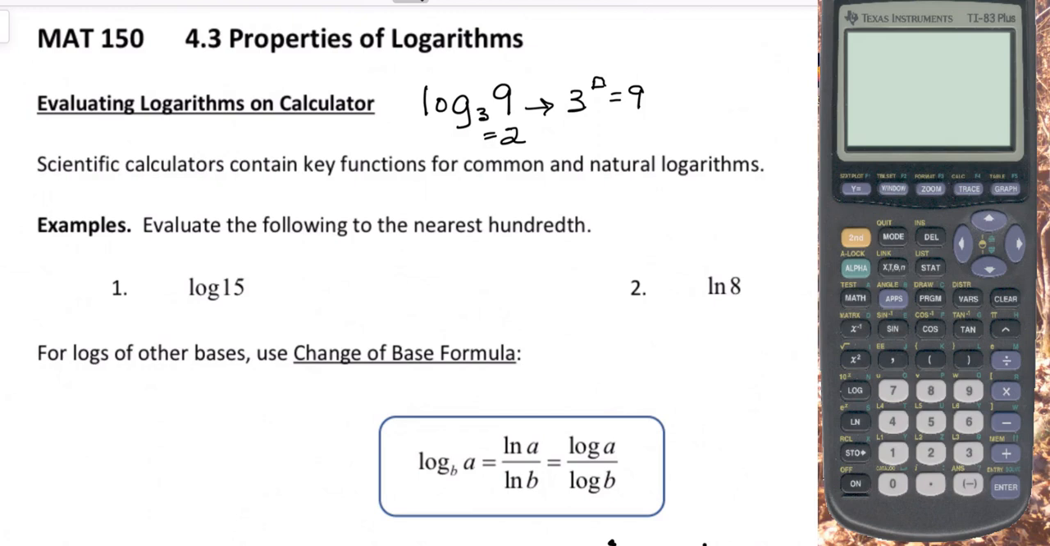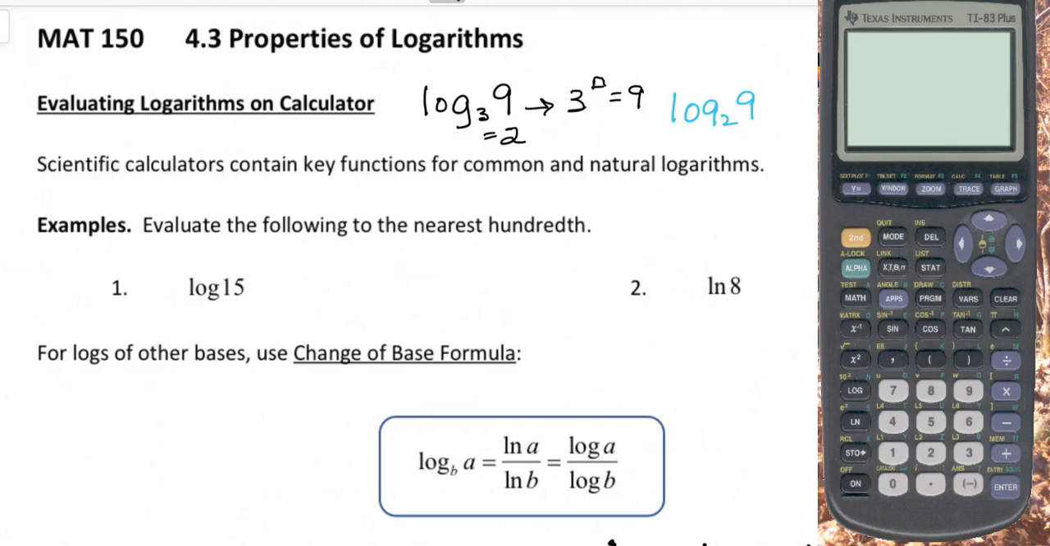That's all great when you can raise 3 to something to get 9, but we're going to have a lot of problems where that's not as easy. For example, if I just change that base to 2 and ask myself, what do I raise 2 to get 9, I'm left with nothing. I don't know what that value is. So we're going to focus first on the calculator.